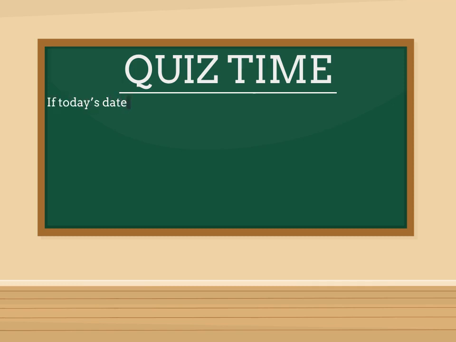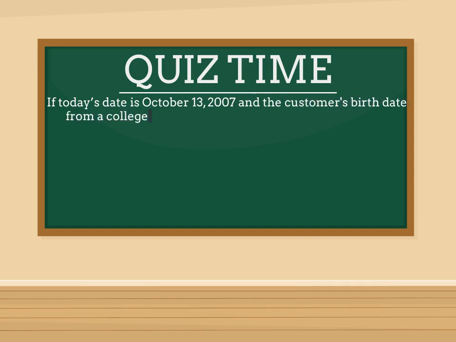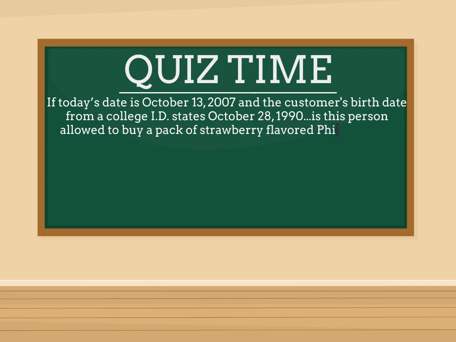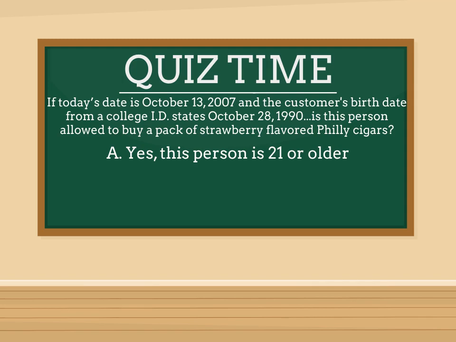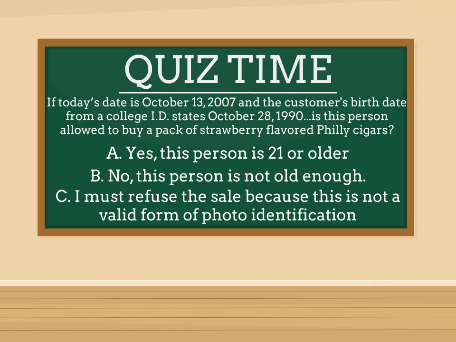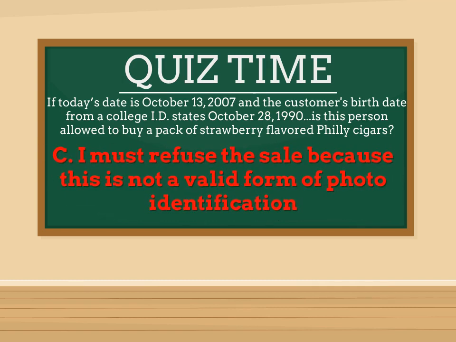Question: if today's date is October 13th, 2007, and the customer's birth date from a college ID states October 28th, 1990, A, yes, this person is 21 or older. B, no, this person is not old enough. C, I must refuse the sale because this is not a valid form of photo identification. The answer is C, I must refuse the sale because this is not a valid form of photo identification.